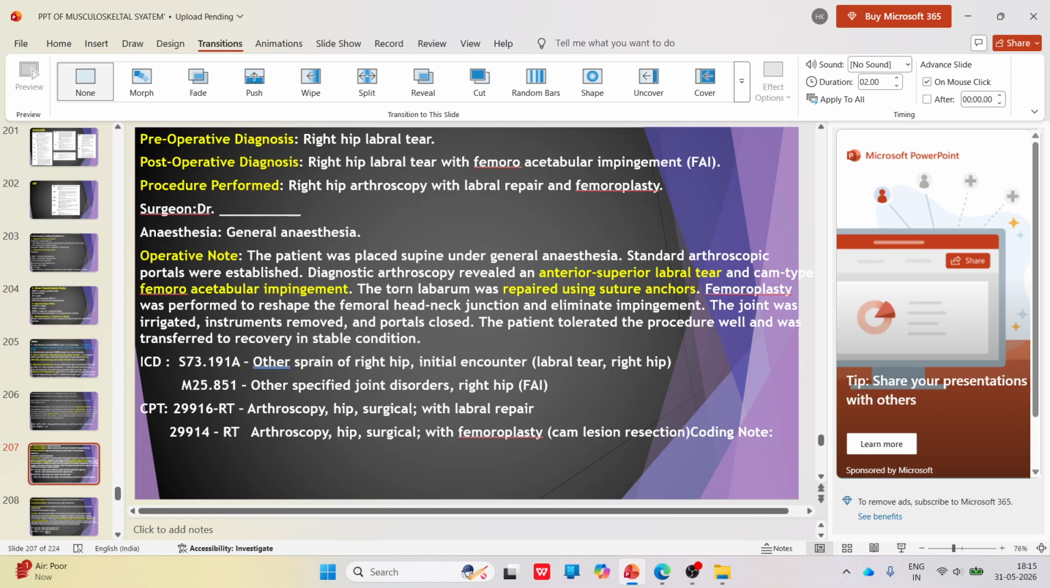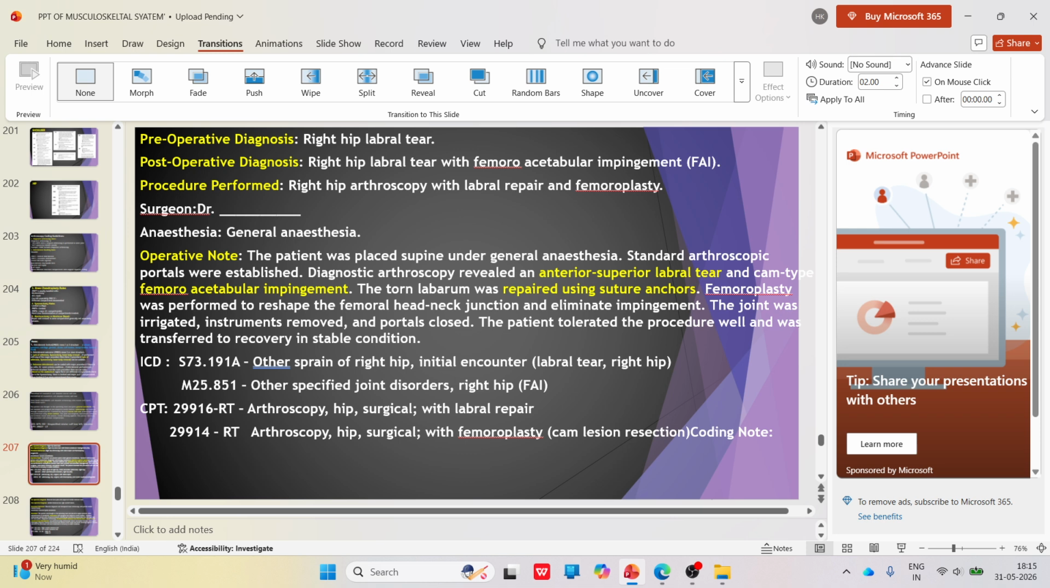So, the operative report says in the description: the patient was placed supine under general anesthesia, standard arthroscopic portals were established, and the diagnostic arthroscopy revealed an anterior superior labral tear and cam type femoroacetabular impingement. The torn labrum was repaired using a suture anchor, and the femoroplasty was performed to reshape the femoral head neck junction and eliminate the impingement. The joint was irrigated, instruments removed, and the portals closed. The patient tolerated the procedure well and was transferred to recovery in stable condition.